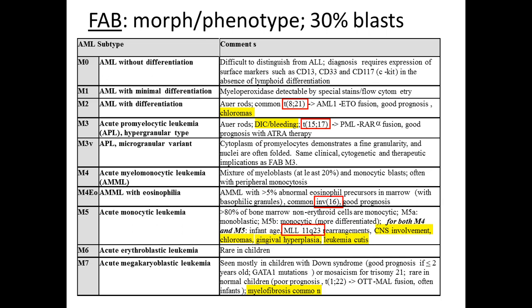And then involvement of the CNS, gingival hyperplasia, and leukemia cutis is most characteristic of monocytic leukemias, particularly those with MLL. And then finally, the platelet form of AML, which is the M7 in the FAB classification, myelofibrosis, both in the marrow and the liver, are commonly seen.